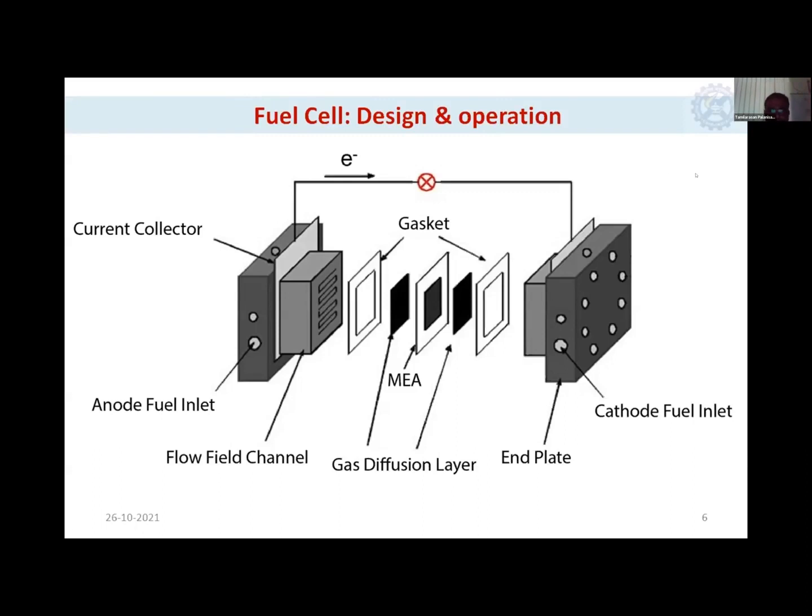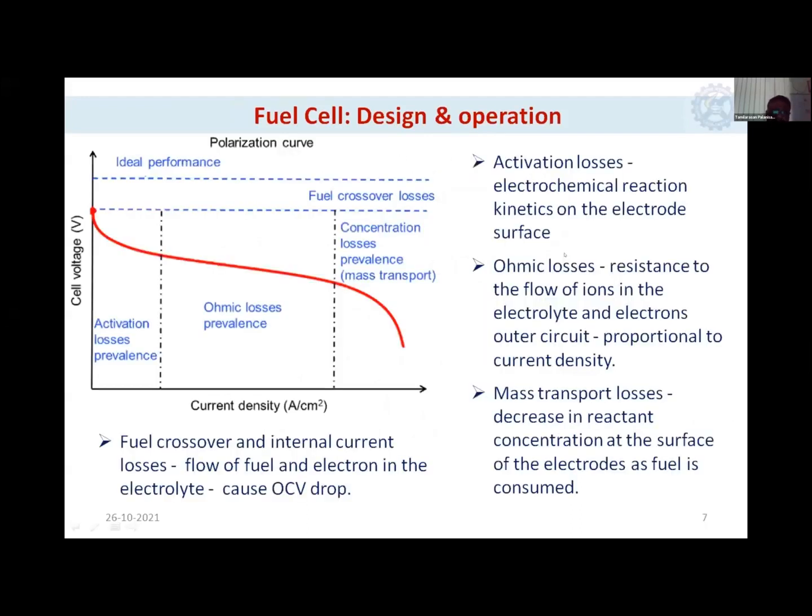Okay, so other components are the supporting plate and current collectors. The current collector is to collect electrons and supply them all the way through the load to the cathode. Okay.